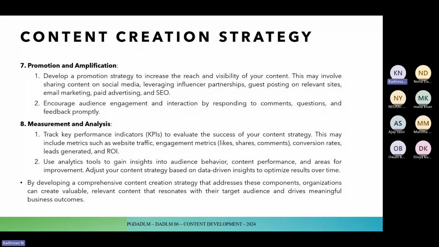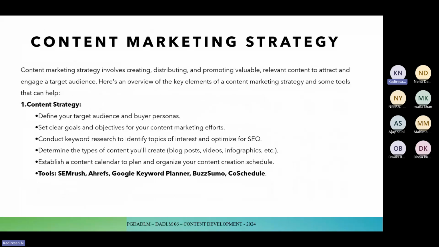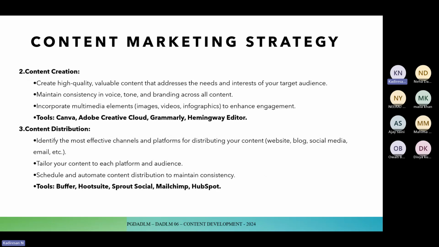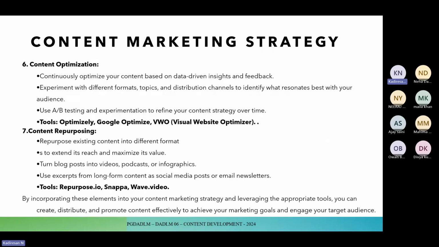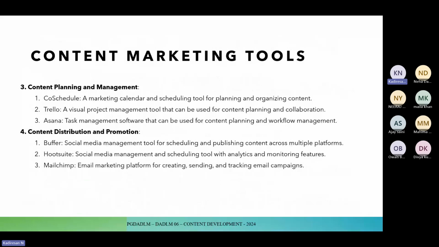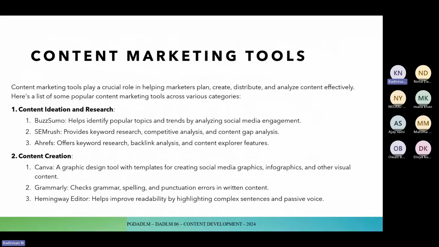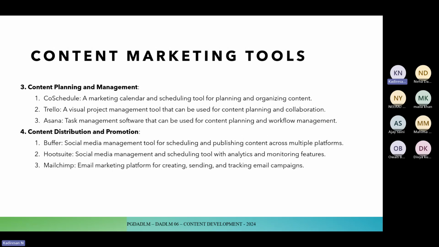And next we have seen about the content marketing strategy. So here we have seen some of the tools which are associated with each content marketing strategy, like content strategy, content creation, content distribution, how to distribute, how to promote, and how to measure the content. So different strategies we have seen, and also the tools associated with them. And also we have seen how to optimize the content and how to repurpose the content. And some of the content marketing tools we have seen, like Ahrefs and Buzzsumo, which are used for content ideation and research, and Grammarly, where you can correct punctuation and spelling mistakes in content creation. Then content planning and management, and content distribution and promotion, how to promote your content.